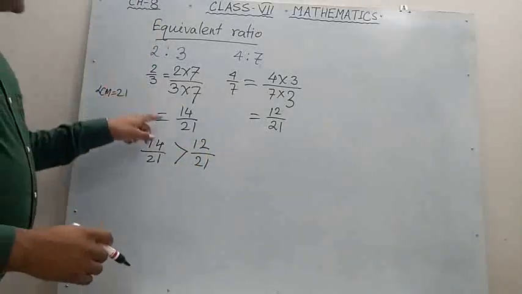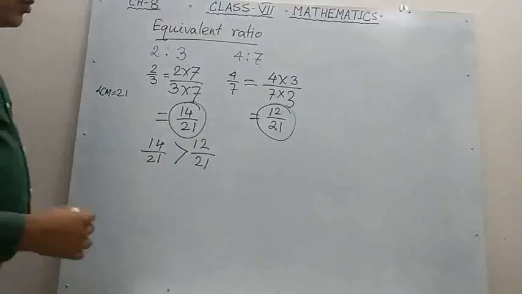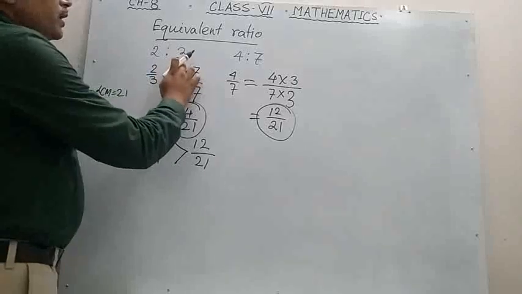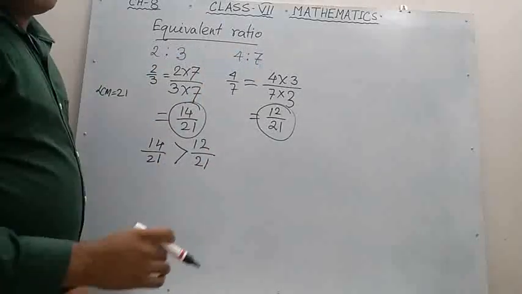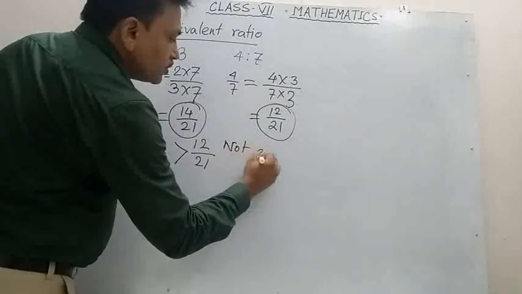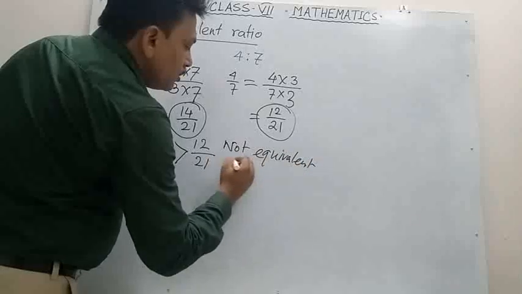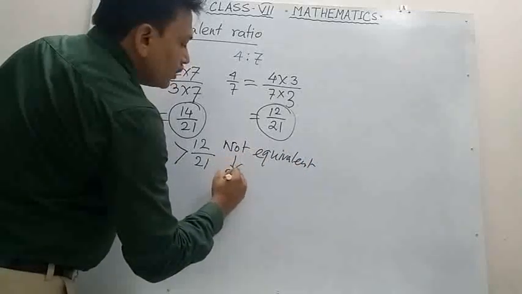So these two values are not equal. So 2:3 and 4:7 are not equivalent.